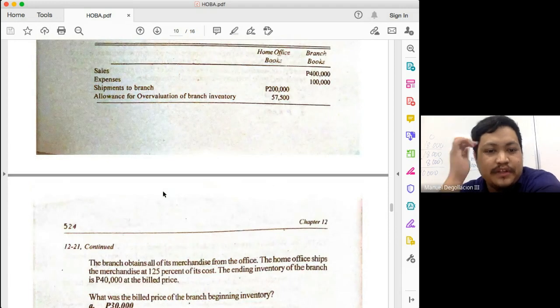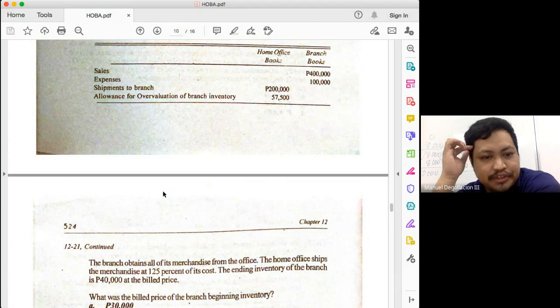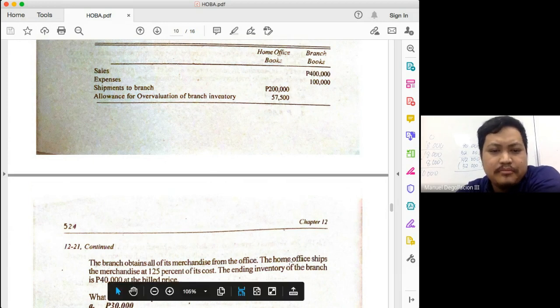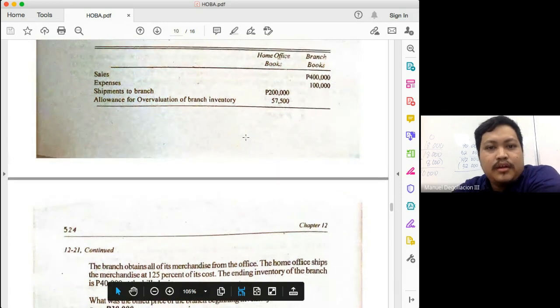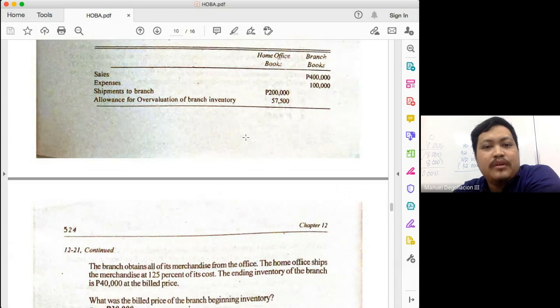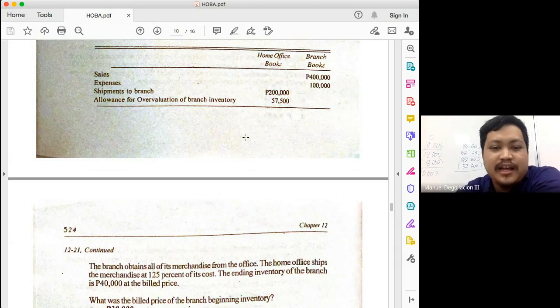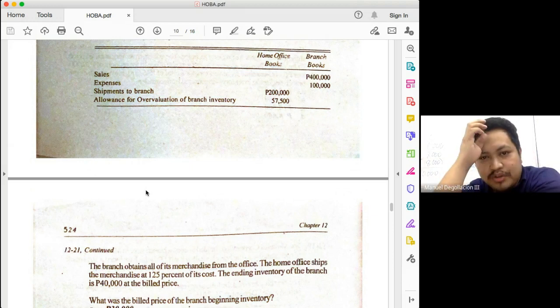The branch obtains all of its merchandise from the home office. The home office ships the merchandise at 125% of its cost. The ending inventory of the branch is 40,000 at bill price. So class, if the markup on your TIGAS is 57,500, how much then is your TIGAS? What do you do here? You use the markup rate. How much is the markup rate? 25% above cost. So you divide 57,500 by 25%.